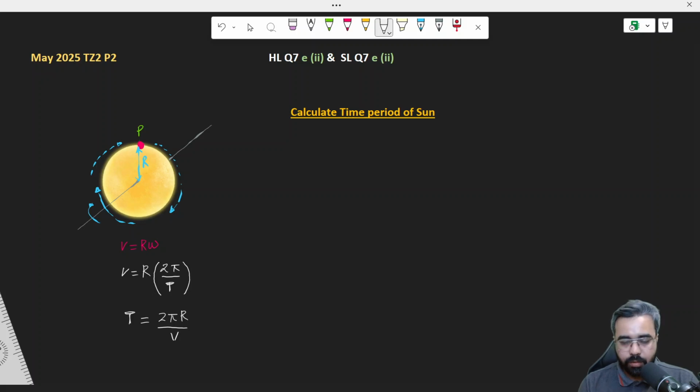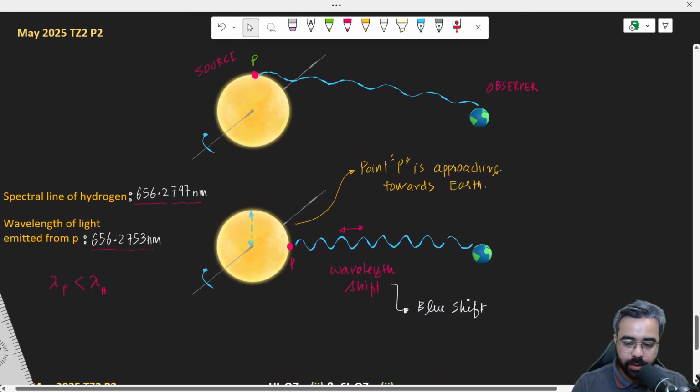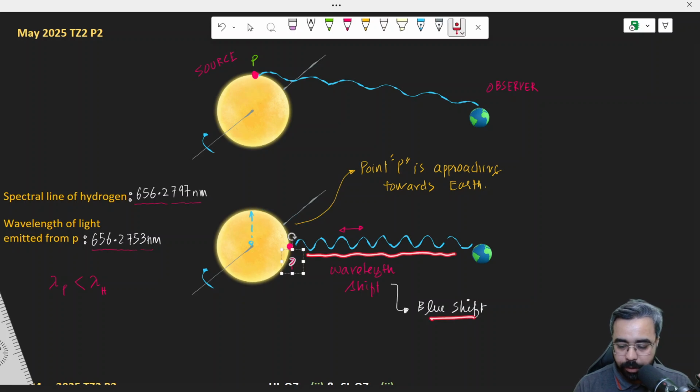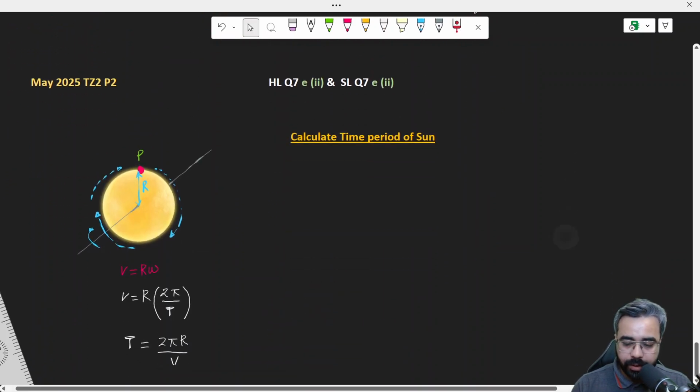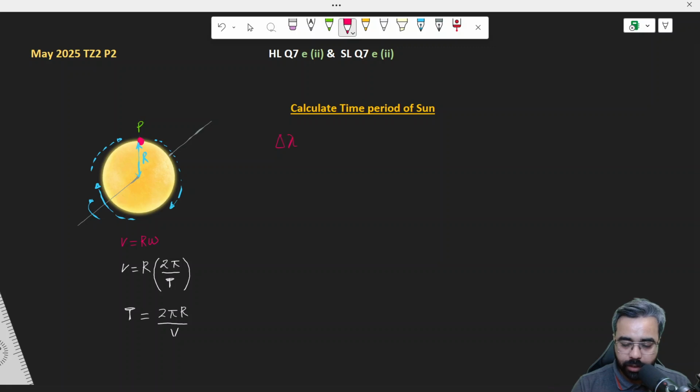Now dear students, this v is the velocity of this point P on the surface of the sun that is actually causing the Doppler shift. Because we have seen in a previous question that when point P is approaching toward the earth, there was a wavelength shift, a blue shift. So the speed of this point P is causing the wavelength shift. The change in wavelength over the actual wavelength of the light is equal to the speed of that particle divided by the speed of light.